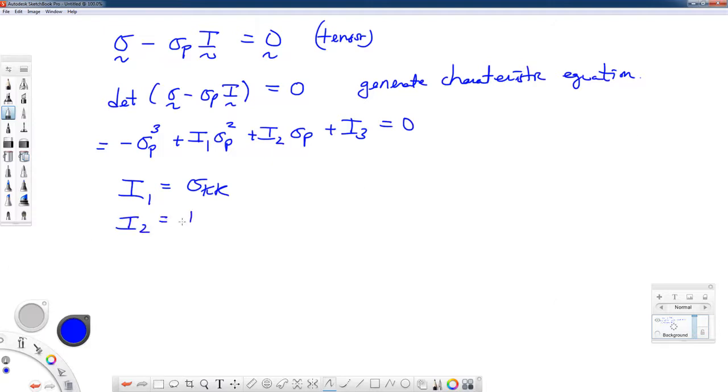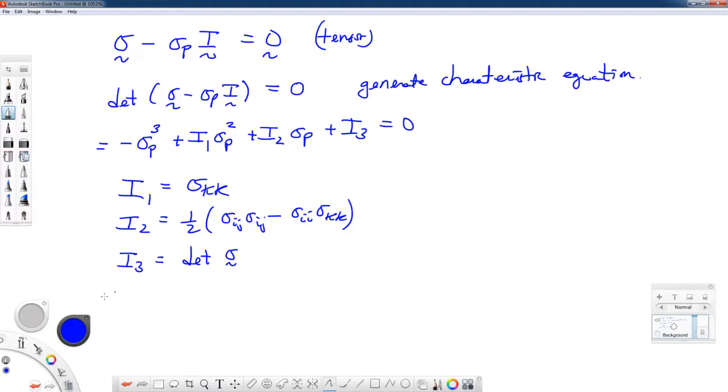I2 can be written as 1/2 sigma ij sigma ij minus sigma ii sigma kk. It's the sum of the determinants of the cofactor matrices, just like we did for strains. And then I3 is the determinant of that tensor.